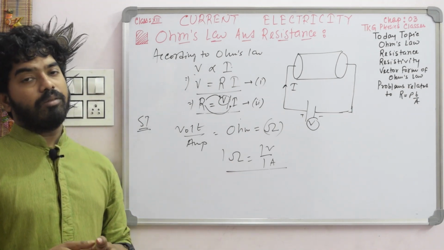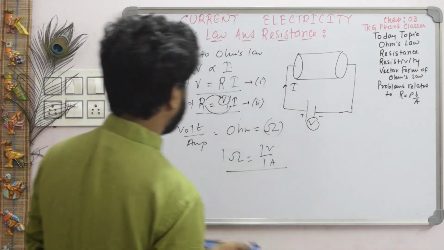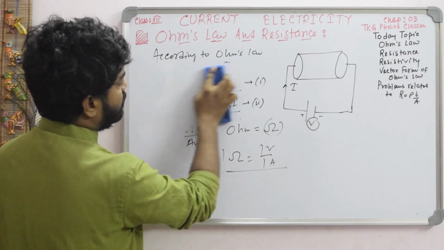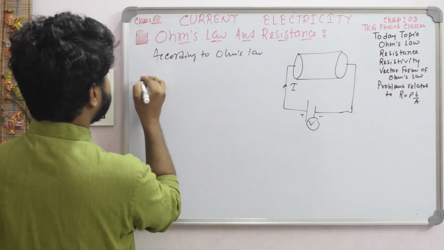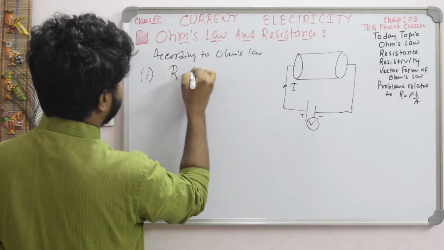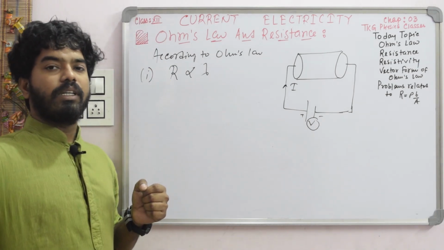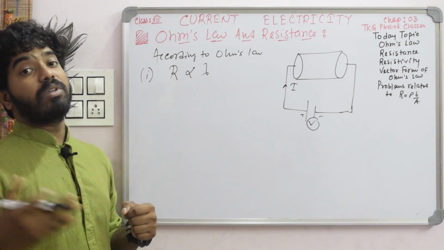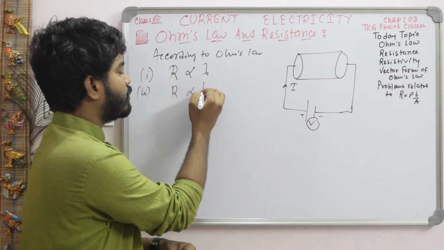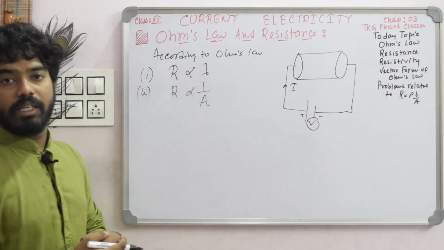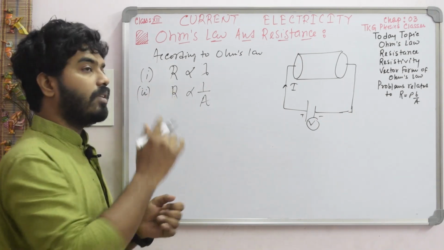Now you have to find out the factors on which the resistance depends. Resistance mainly depends upon two factors: the length of the conductor and the area of cross section. First point, resistance is directly proportional to the length of the conductor. The more the length of that conductor, the more the resistance. And second point, resistance is inversely proportional to the area of cross section of that conductor. That means when the area of cross section of the conductor becomes more, the resistance becomes less.